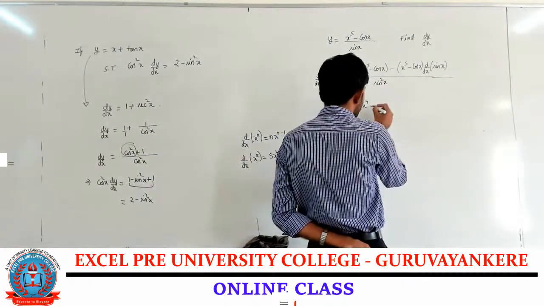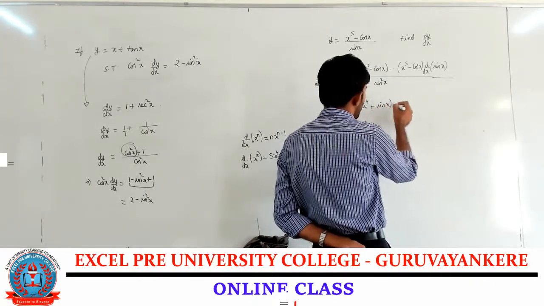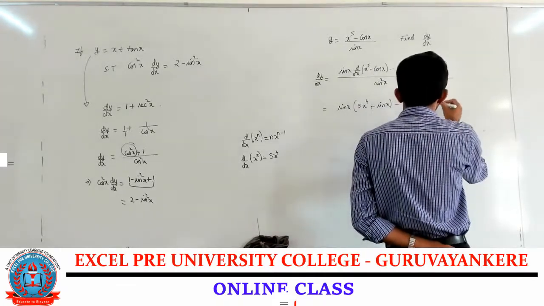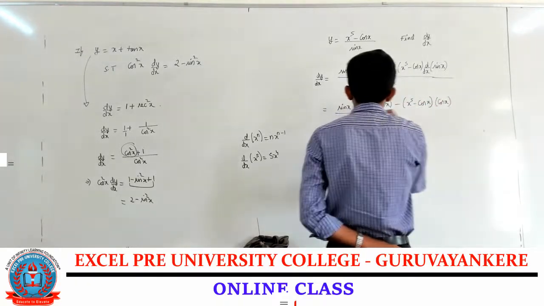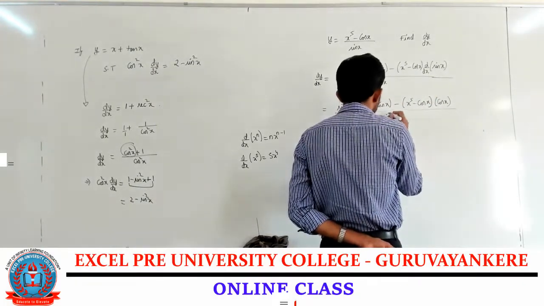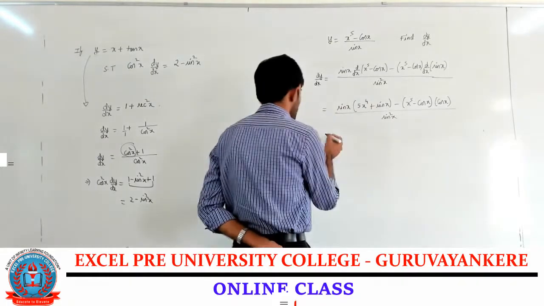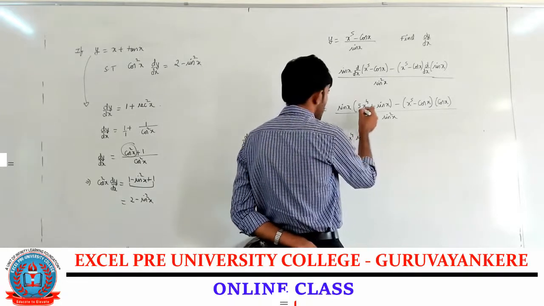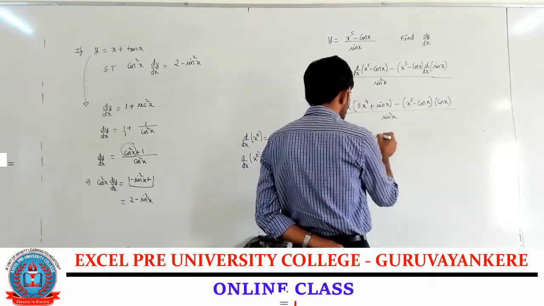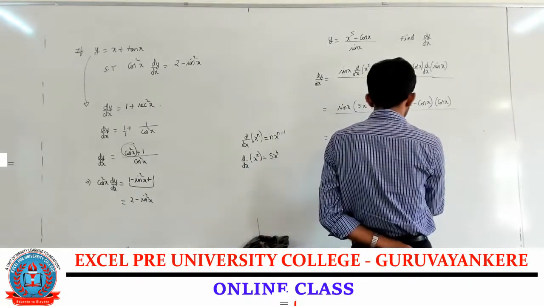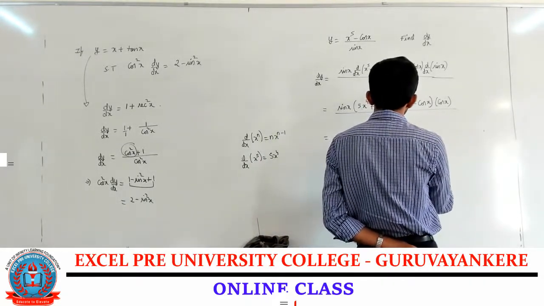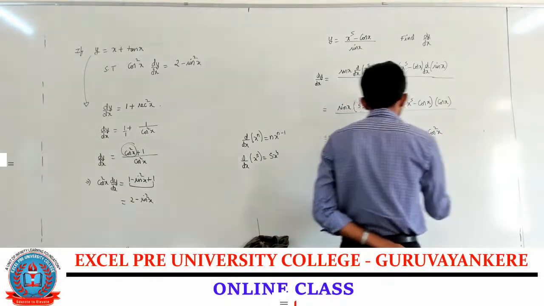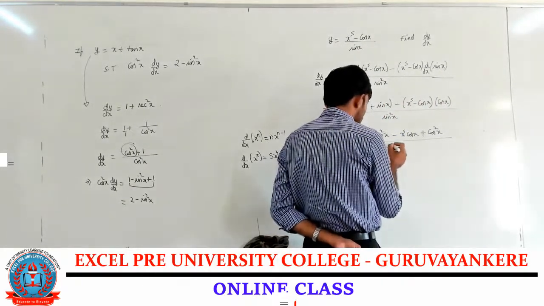Correct? The derivative of cos x is minus sin x, so minus of minus gives plus sin x. Minus x power 5 minus cos x into the derivative of sin x, which is cos x, all divided by sin square x. Multiply this: 5x power 4 sin x. Sin x into sin x is sin square x, minus x power 5 cos x, minus into minus plus cos x into cos x is cos square x, divided by sin square x.